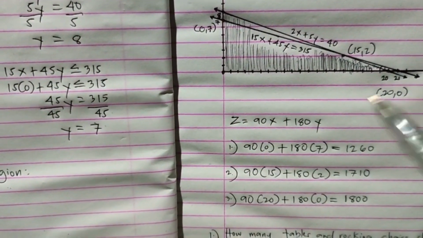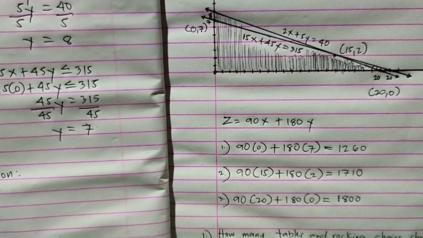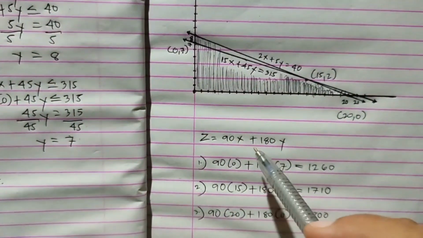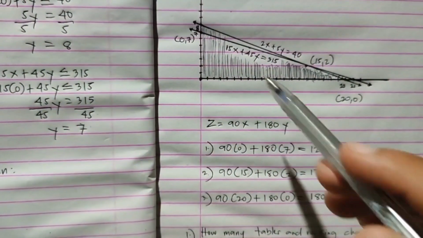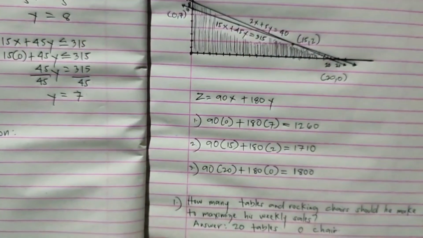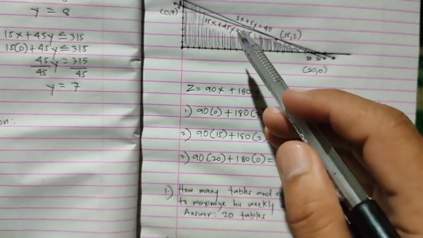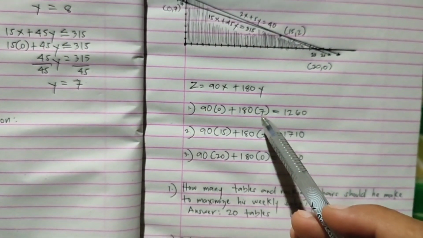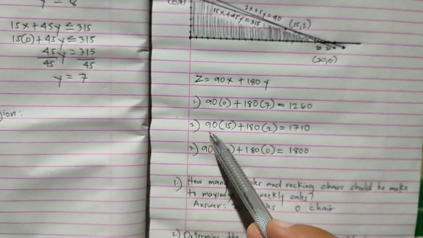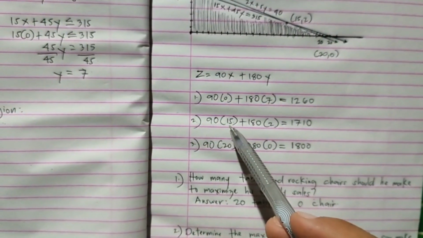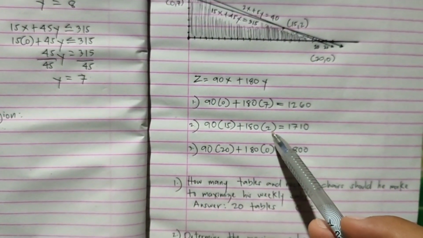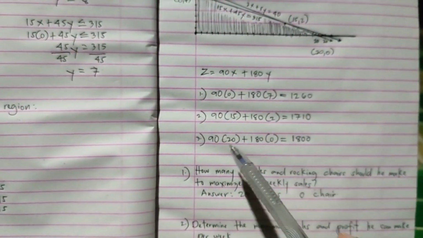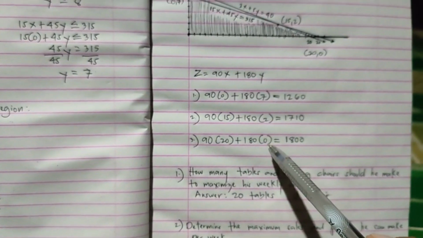Sige. So, because meron naman tayong mga vertices, we can now substitute these numbers sa ating objective function, sa ating equation. So, let's just translate this x and y numbers in and solve the equation. So, for the first coordinates, x is 0 and y is 7. So, answer is 1,260. Next, 90 times 15 is x and the y is 2. So, the answer is 1,710. Lastly, the x is 20 and 0 is y.